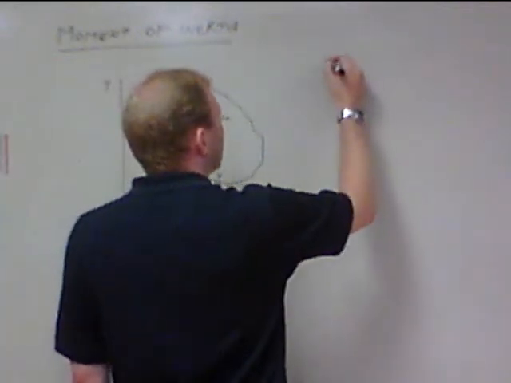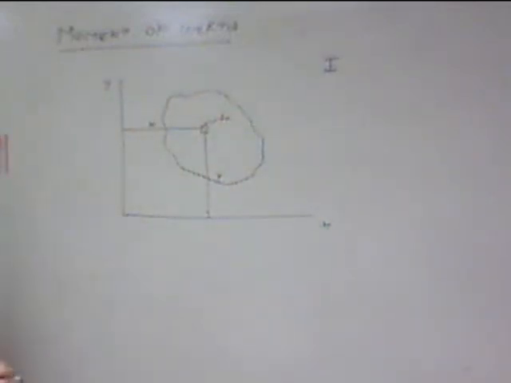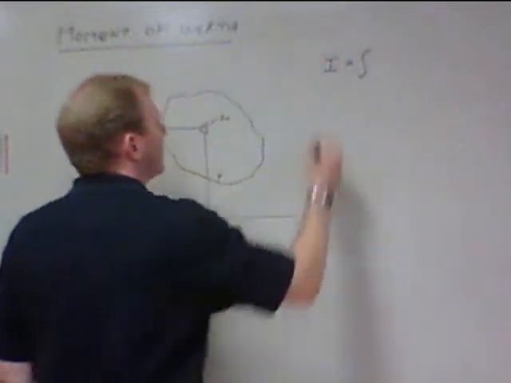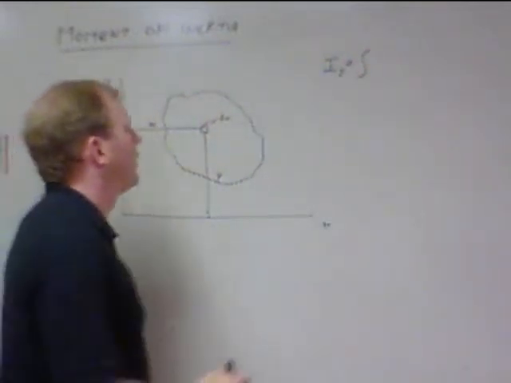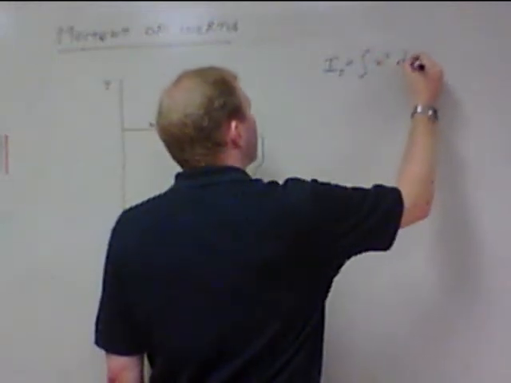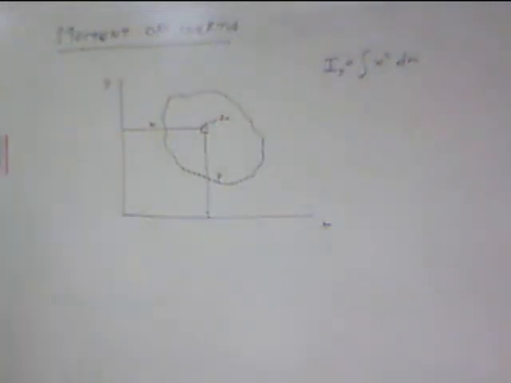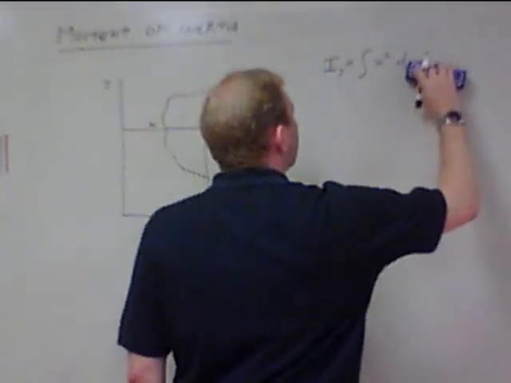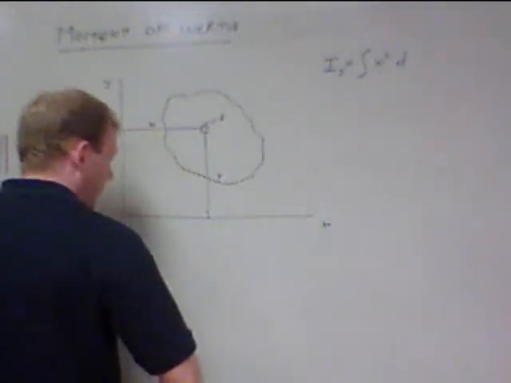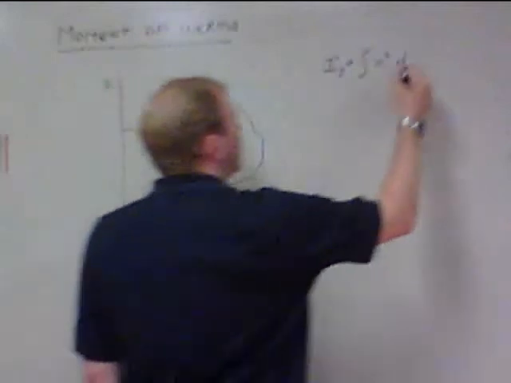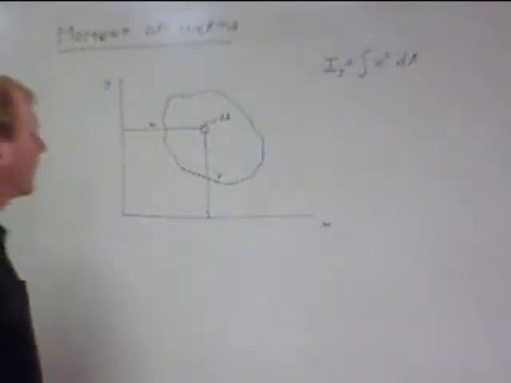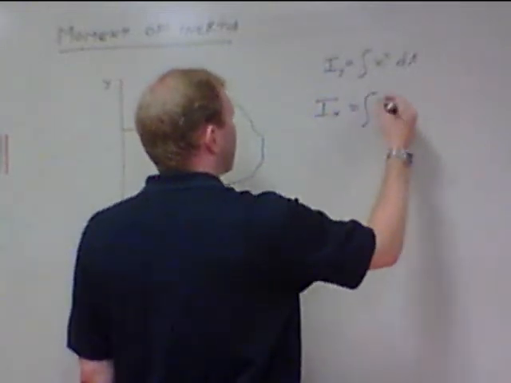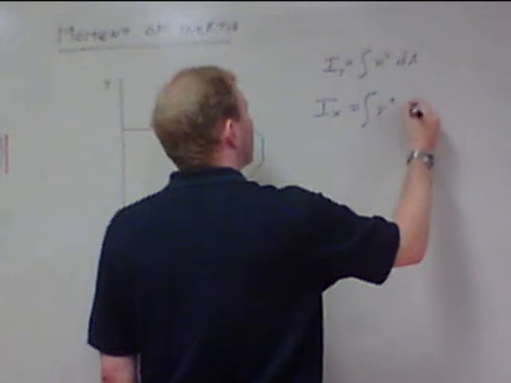Well, the moment of inertia rotating about the y-axis is equal to the integral of x squared dm. But again, we're going to be dealing with things that tend to be uniform in density. So again, we're just going to do this times the area of that element. The moment of inertia about the x-axis is going to be the integral of y squared dA.